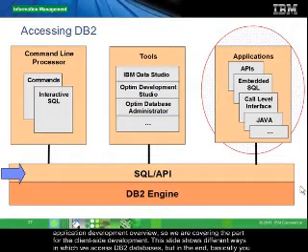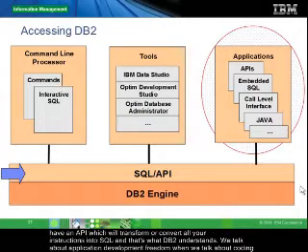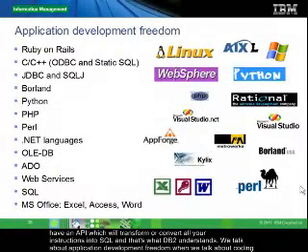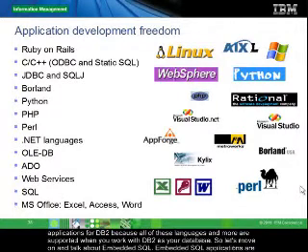This slide shows different ways in which we access DB2 databases. But in the end, basically you have an API which will transform or convert all your instructions into SQL, and that's what DB2 understands. We talk about application development freedom when we talk about coding applications for DB2, because all of these languages and more are supported when you work with DB2 as your database.